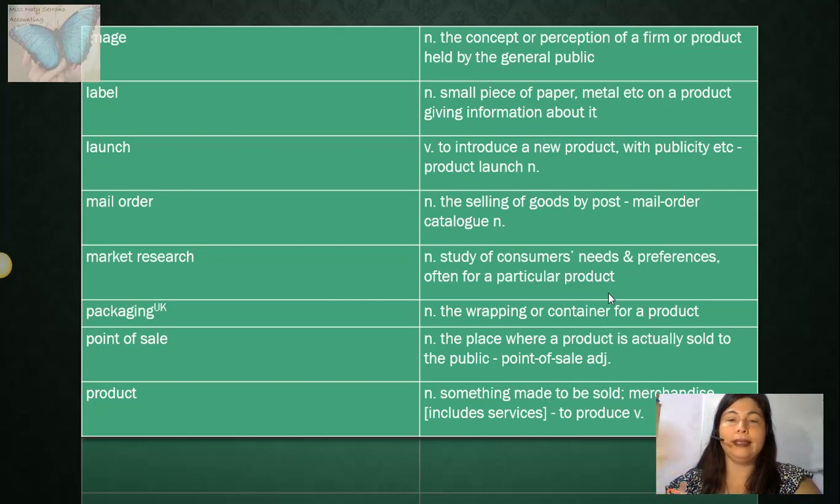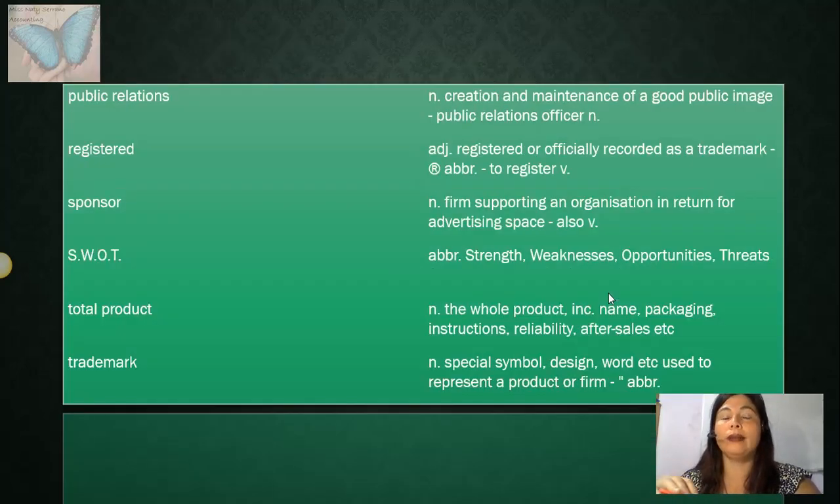Mail order, it's the selling of goods by post, mail order, catalog. Market research is the study of consumers' needs and preferences, often for a particular product. Packaging is the wrapping, the container for a product. Point of sale is the place where a product is actually sold to the public. And the product is something made to be sold. We have several more, like public relations is the creation and maintenance of a good public image.